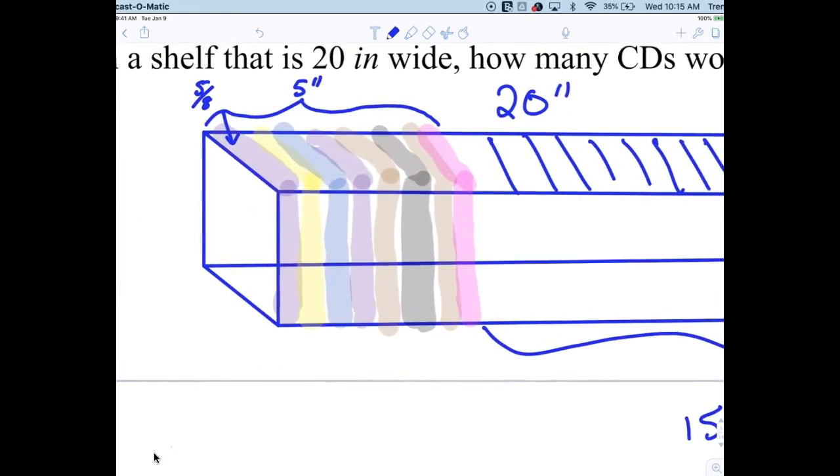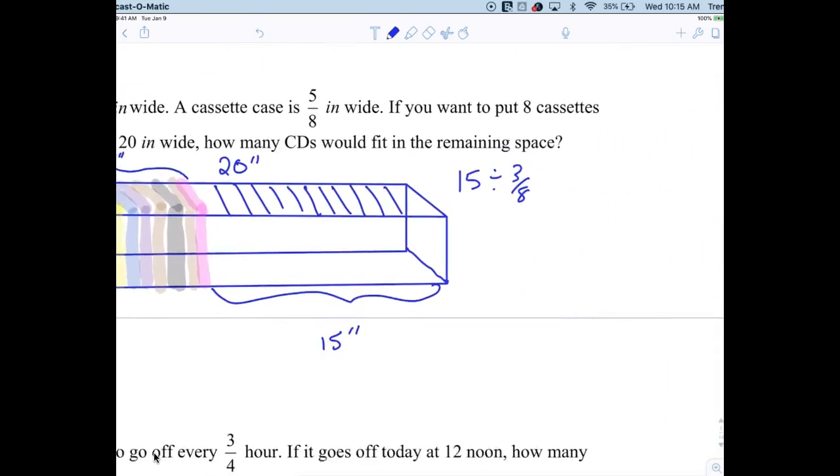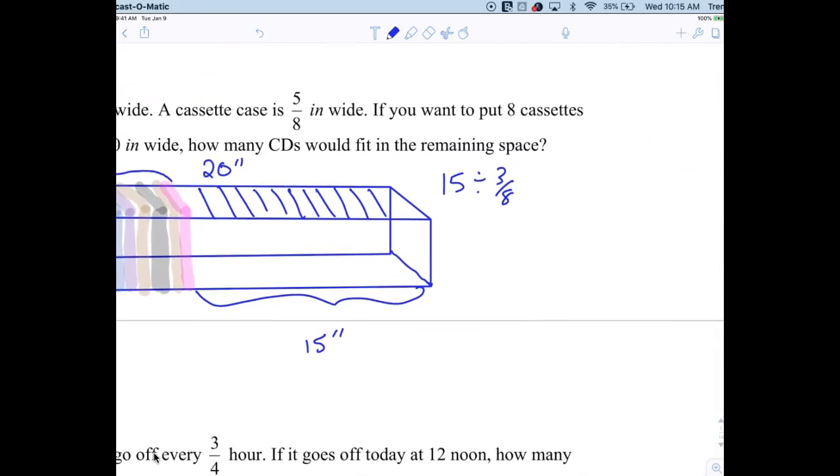This is what the picture is for. Look right here. This distance from here to here is 5/8 of an inch. There you go. That's exact. Now we're on board. Okay? And now, someone tell me, if I took the 15 divided by 3/8, Jack, again, what was that? It was 40. That is correct. You could fit 40 CDs on that case.